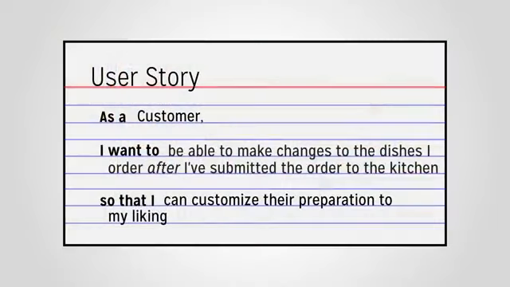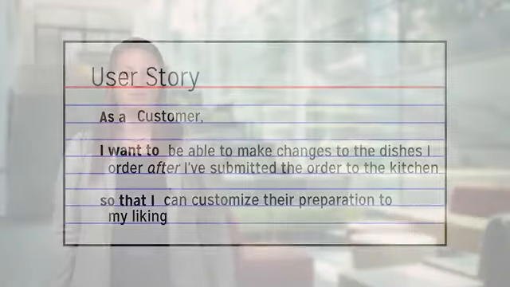If the user stories are wrong, your development team is going to spend time developing a feature that isn't what the client intended. So it's important that you review the user stories carefully with your client to ensure that all the user stories are phrased correctly and are the correct ones to develop. For example, consider this user story. As a customer, I want to be able to make changes to the dishes I order after I've submitted the order to the kitchen so that I can customize their preparation to my liking.